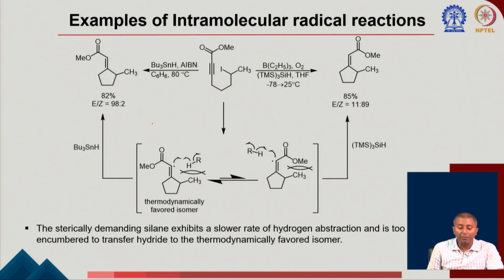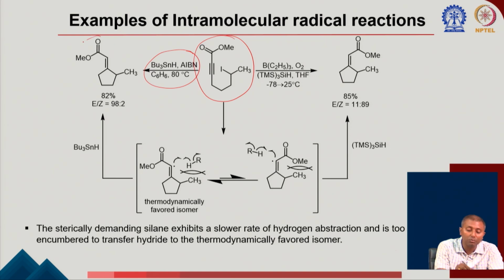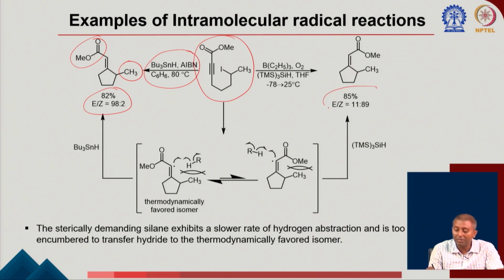So now we are talking about, we already talked about the radical cyclization in the case when you have an olefin. Now we are talking about when you have an alkyne here, and your first reagent is tributyl tin hydride and AIBN. You are generating this product where you can see this group is on the opposite side of this methyl. So you are getting this product with 98 to 2 E versus Z selectivity. Here, your Z is major.